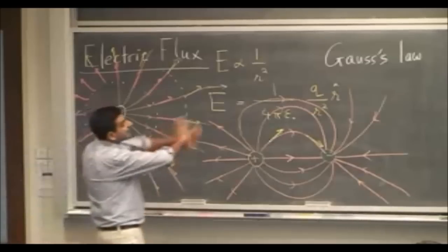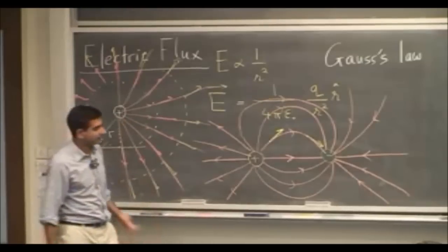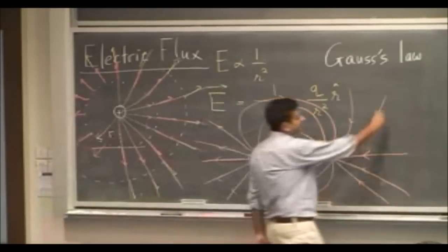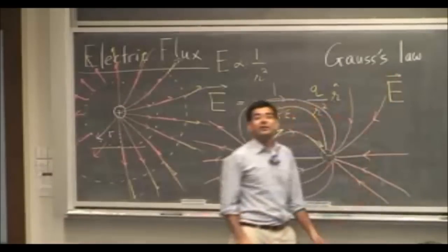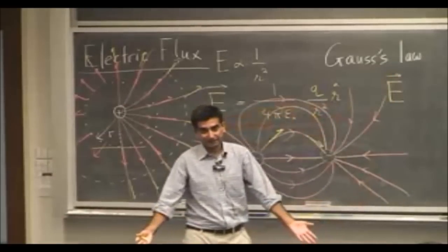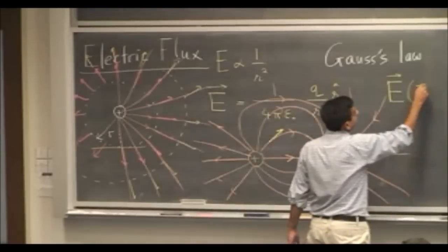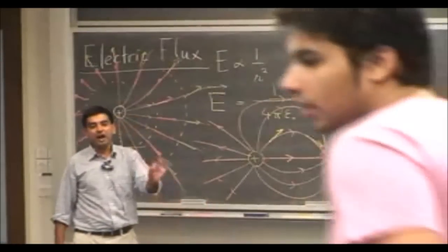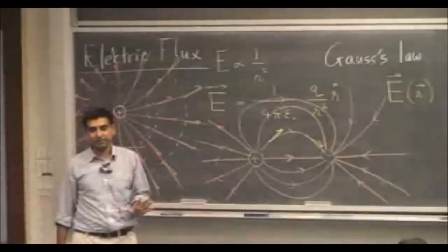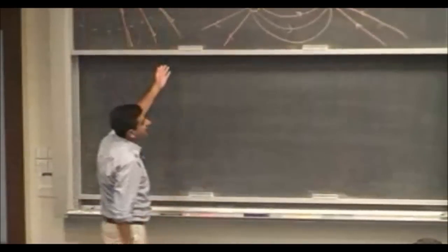So a field can exist inside space due to a distribution of charges. That field is a vector, and it depends upon where you are in space. So it depends upon the position vector. Where are you in space? The electric field will have a particular value and a particular direction at that point R, at that position vector R in space. Now suppose I would like to talk about flux.